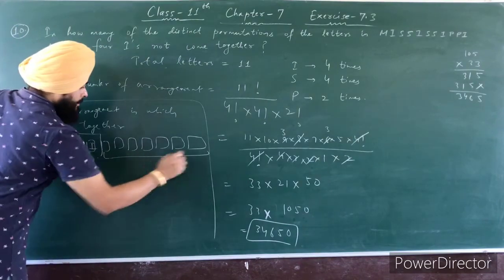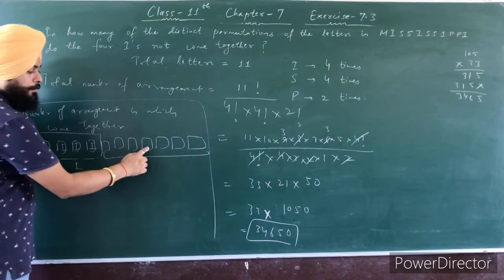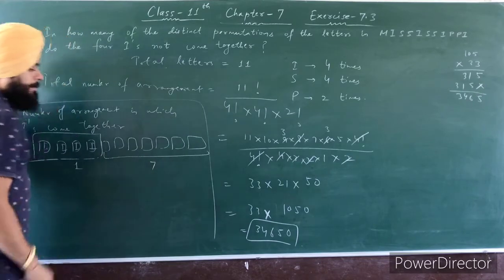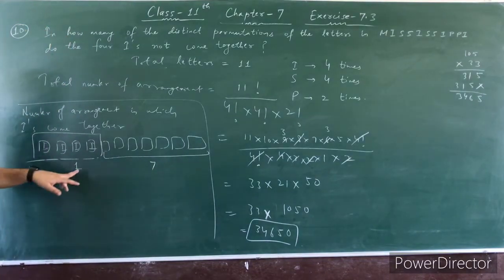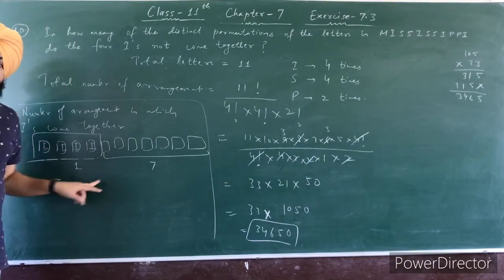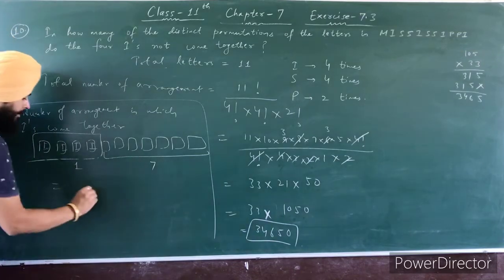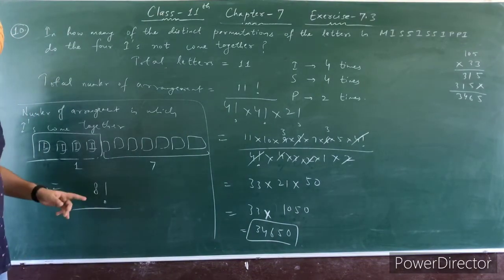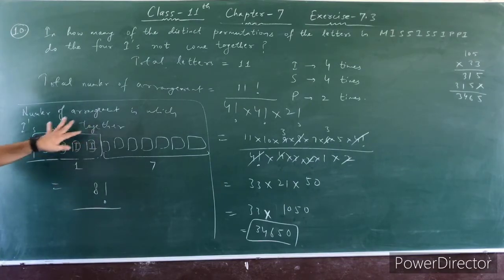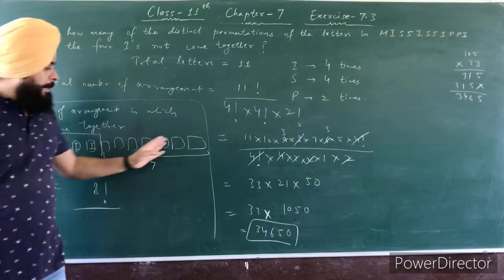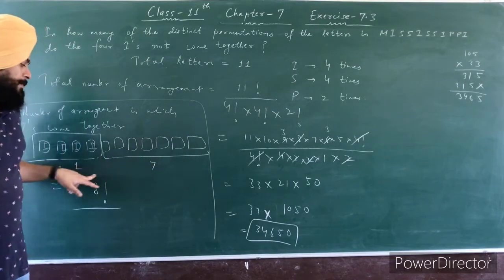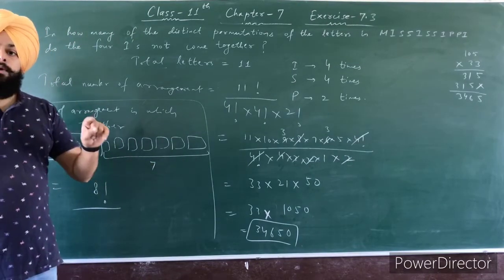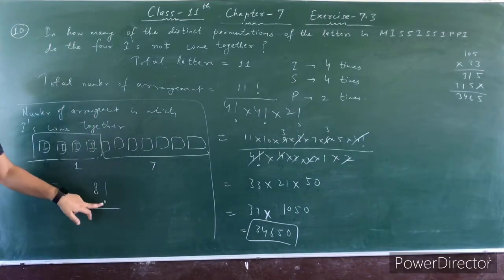And how many objects are there left? 1, 2, 3, 4, 5, 6, 7. 7 objects. So total how many? 7 plus 1, 8. So you will write here 8 factorial. The 4 I's you will treat as one object, and the other remaining are 7. So 7 plus 1, 8. So there are total 8 objects. So you write here 8 factorial.